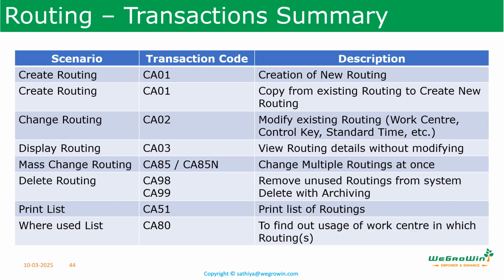For the benefit of the learners, here I summarize all the key transactions relevant to routing. Create routing, CA01. Create routing, copy from another material, CA01. Change routing, CA02, which can be used not only for this but also to reassign the components. Display routing. Mass change with CA85. Delete routing has to be done with CA02 and CA98 or 99. Print a list of routing, CA51. And where-used list is CA80, which we discussed in detail during the work center session, that is the last session.